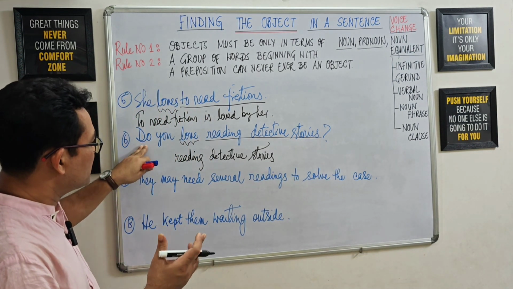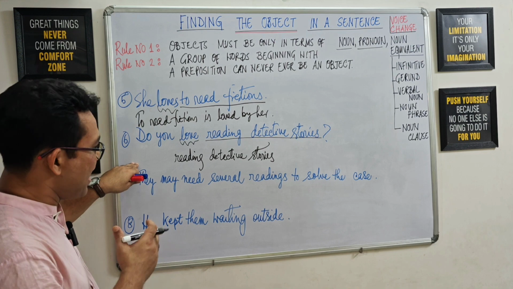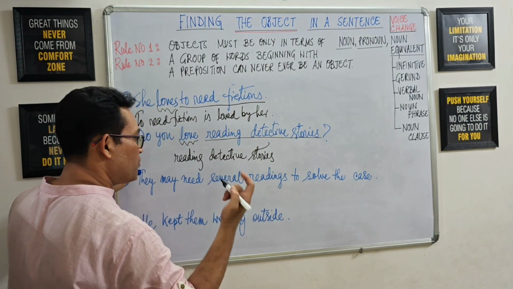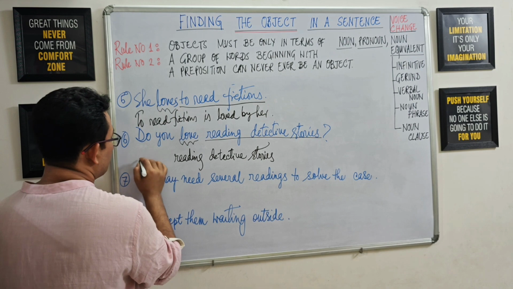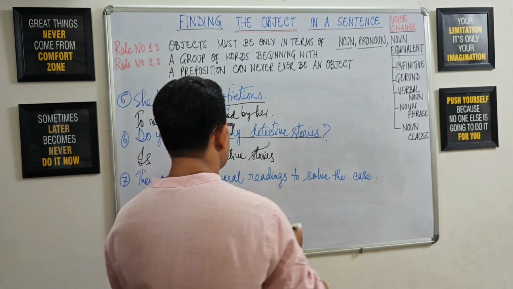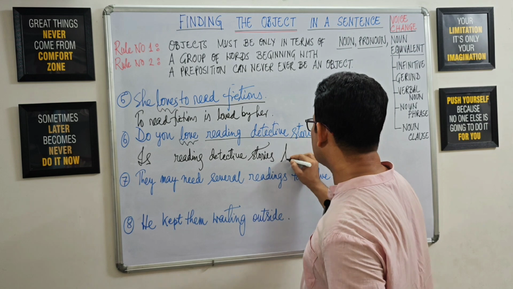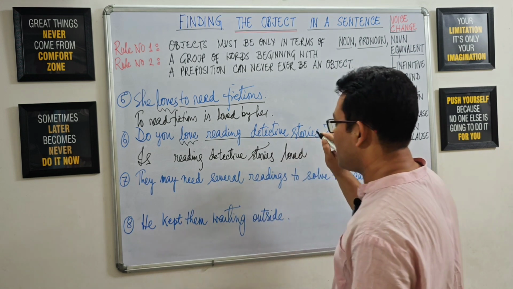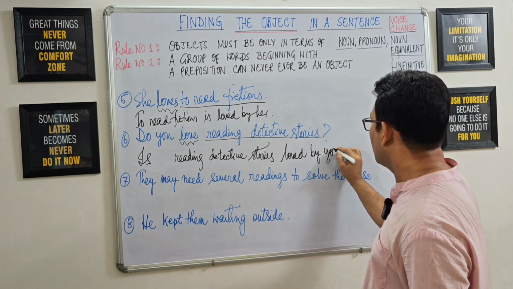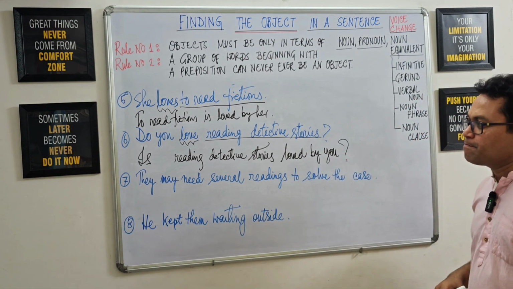So do or does means we have to bring at the very beginning am, is, are. Reading detective stories is a gerund, always taken as singular. It should be is. So is reading detective stories, then the past participle of the main verb, loved by you. Okay.